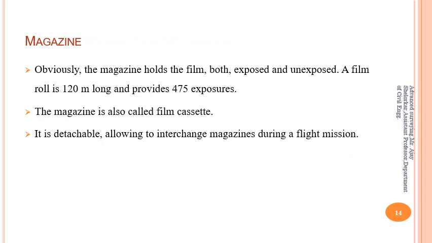Magazine. Obviously, the magazines hold the film both exposed and unexposed. A film roll is 120 meter long and provides 475 exposures. The magazine is also called the film cassette. It is detachable, allowing magazines to be interchanged during flight missions.